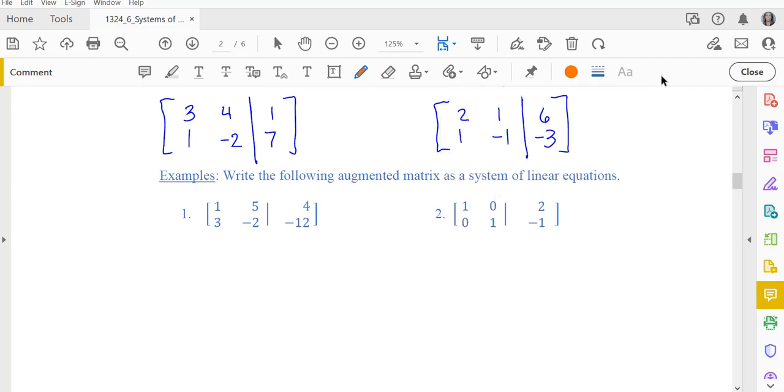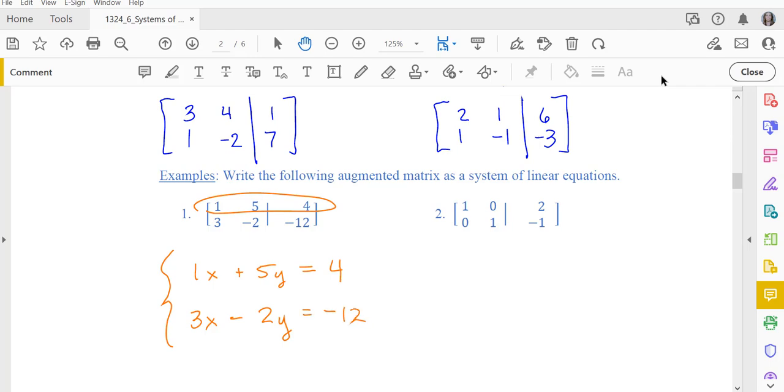So for number 1, here's the system. This row, I'm going to have 1x plus 5y, and remember that bar means equals 4. My second equation will be 3x minus 2y equals negative 12. Now you go try number 2.